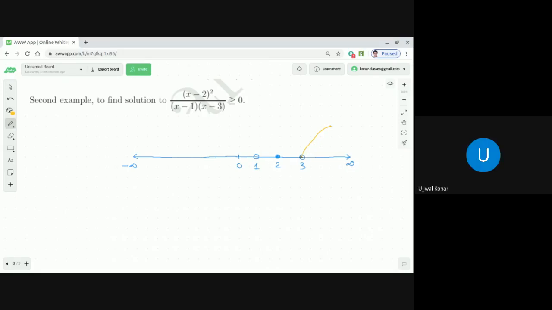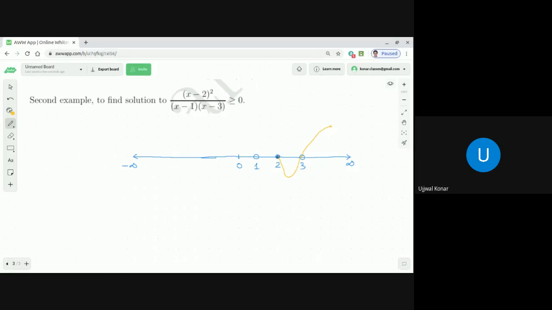So I will cross the number line, come down and go up again, and what do we get? x minus 2. The power of x minus 2 is 2, which is even. So I should not cross the number line. I should stay on the same side of the number line. And what will we do, dear students? What is the next point?